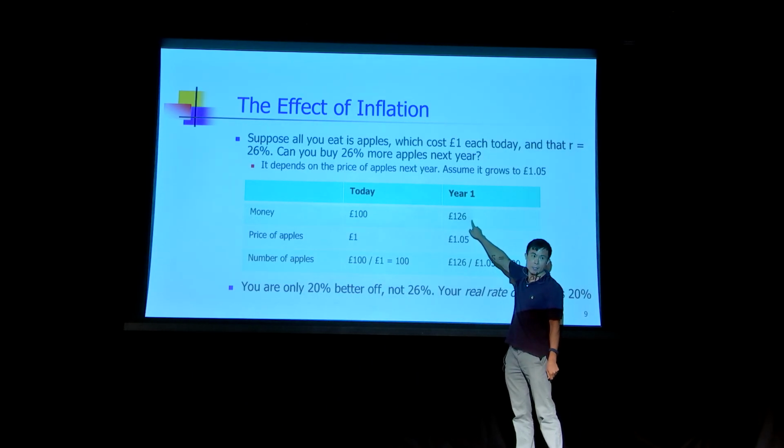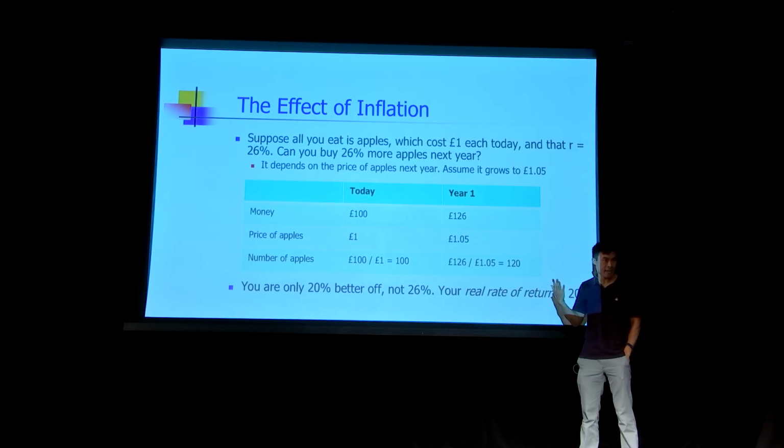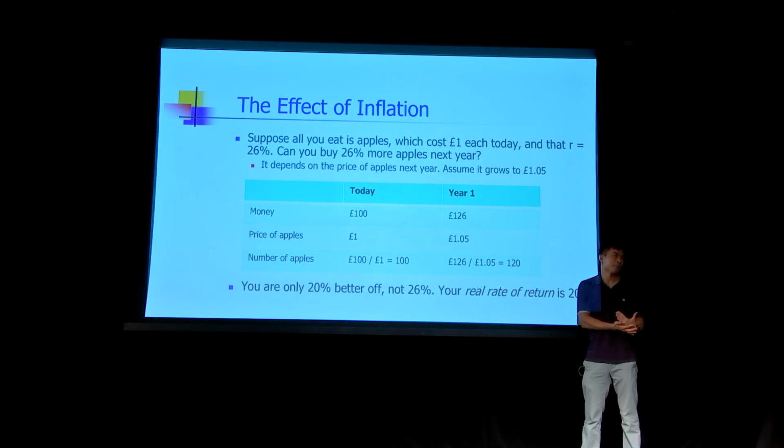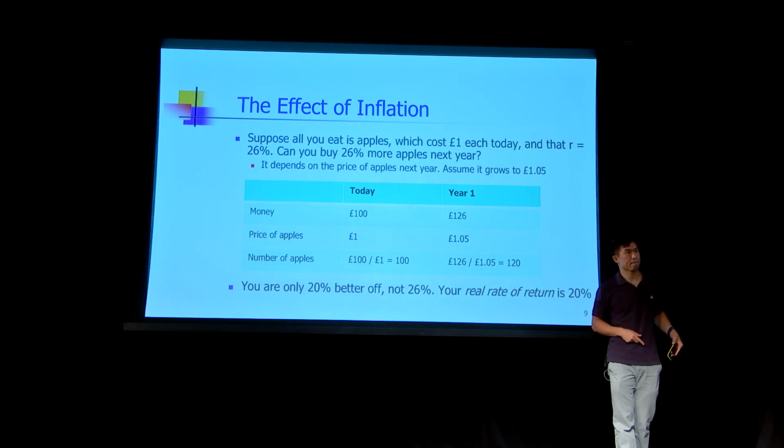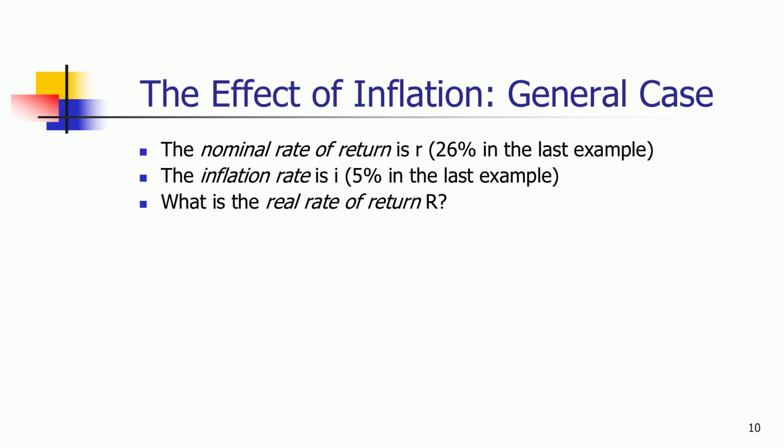So the nominal rate of return is how much more you get in money terms. So here your nominal rate of return is 26%, but the real rate of return takes inflation into account and it's only 20%. So again, let's generalize this and look at what will happen in general. So let's say the nominal rate of return is R. It was 26% in the last example, but it could be anything. It can be whatever bank account you're choosing. The inflation rate, 5% in the last example, let's say it's generally I. What we care about when deciding whether it's worth it for me to save for the future is what is the real rate of return, capital R.